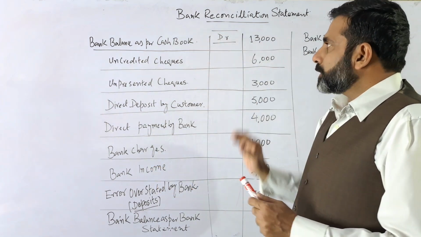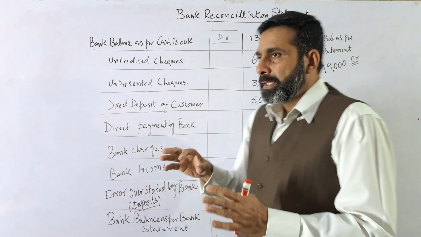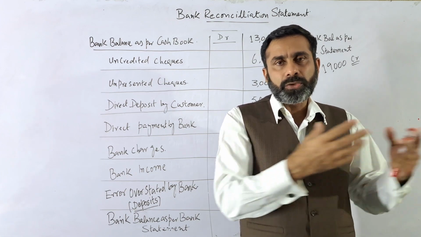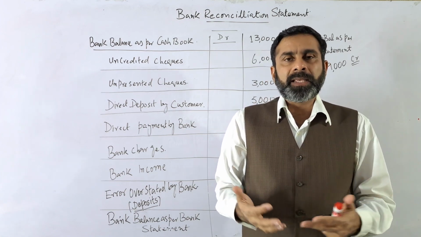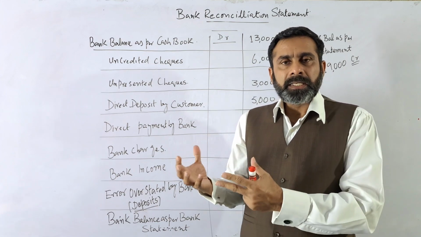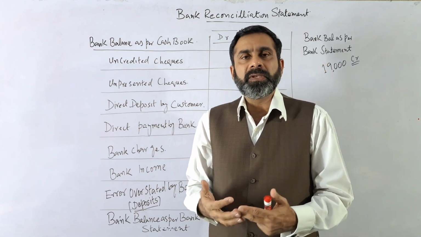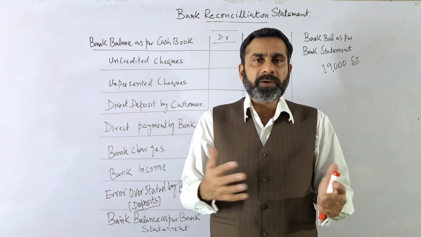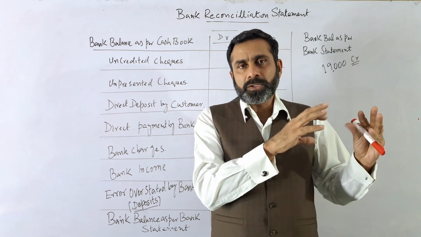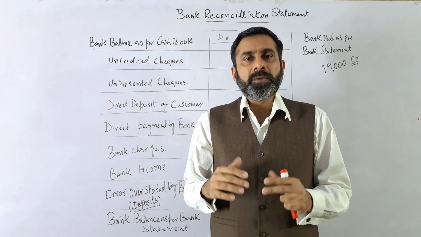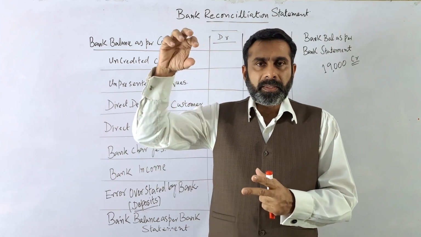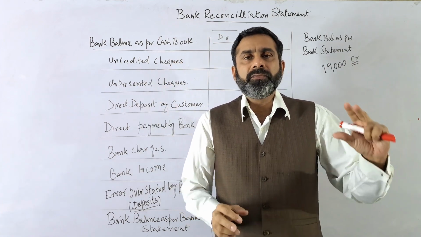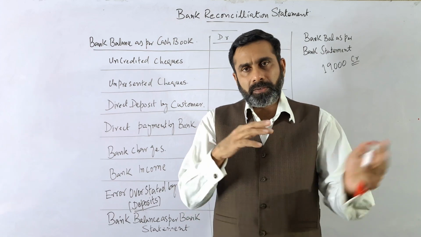First of all, we have 2 statements available. One is the bank statement that is issued, prepared and maintained by the bank. And the second statement that we have is the cash book, which is prepared by the account holder, the accountant of the business. So there may be a possibility of differences. We may start from the statement issued by the bank, and reach the cash book balance, or vice versa.